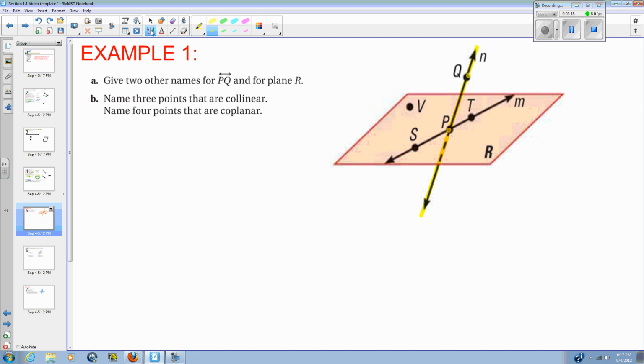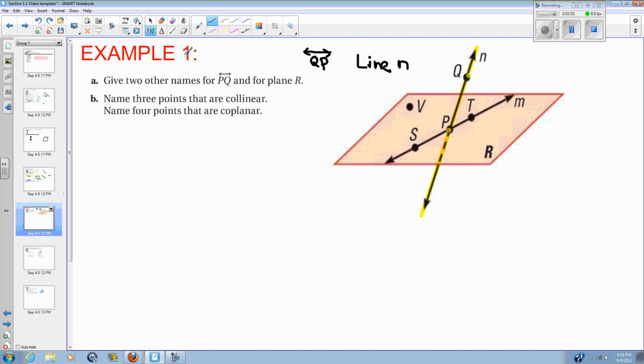Well, to start here, the first thing we can do is name it by the 2 points that it goes through. One option is starting at Q, going through P, and continuing on. Actually, it would go through Q as well. That is line QP. The other option, notice this lowercase letter. For part A, we could also name that line n.